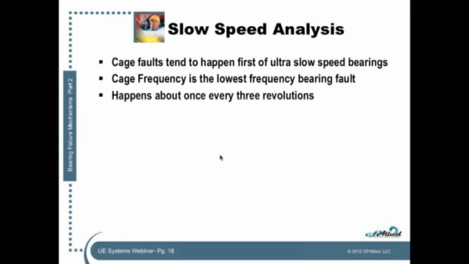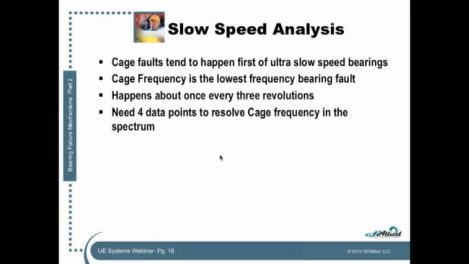Now, I'm only hearing cage once every 3 revolutions, whether I'm using an accelerometer connected to a vibration data collector, or an ultrasonic contact ultrasound. Cage only happens once every 3 revolutions, regardless of which technology I'm using. So I know I need 4 data points to resolve cage frequency in the spectrum. For those of you who haven't seen spectrums, we're going to have some coming up. You can create a spectrum in vibration, and you can also have a spectrum of your ultrasonic data. I think we might even have some of those coming up.